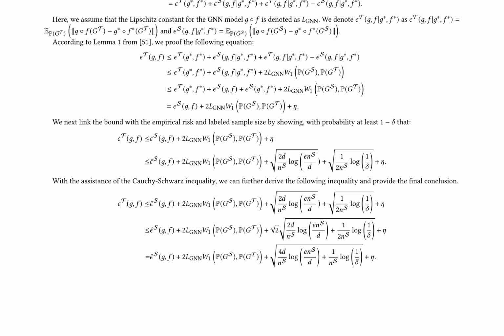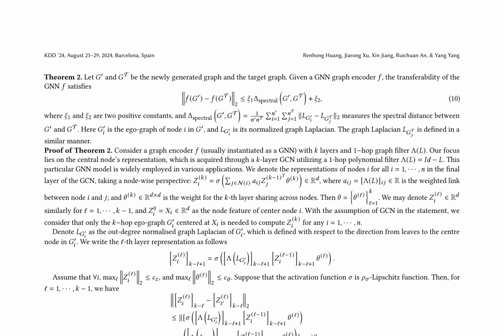The authors introduce Theorem 1, which provides a bound on the target error in terms of the source error, alignment term, and rescaling term. This theorem is crucial in understanding the relationship between the source and target domains. Theorem 1 is proved by introducing an inequality that links the target error to the optimal combined error, alignment term, and rescaling term. The authors then use the Cauchy-Schwarz inequality to further derive the inequality, providing a final conclusion.